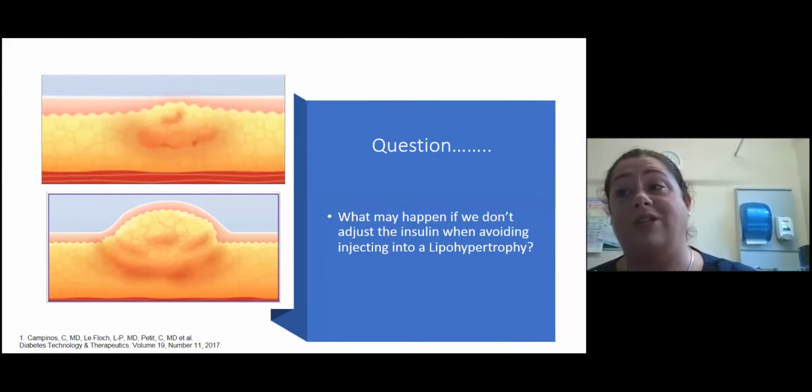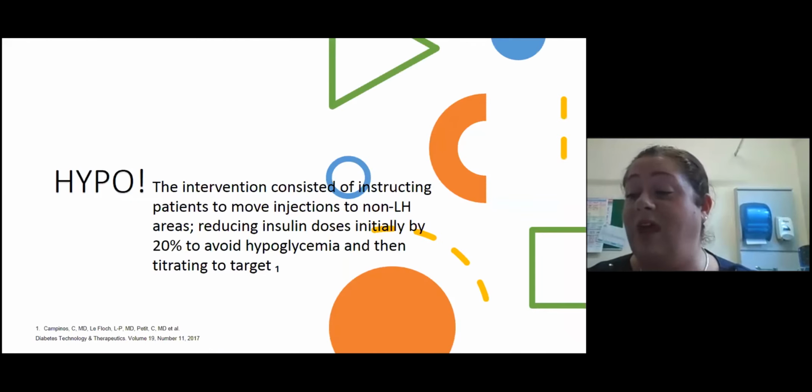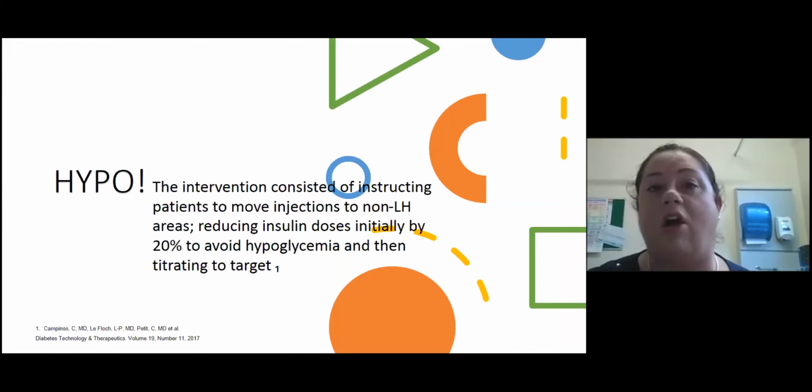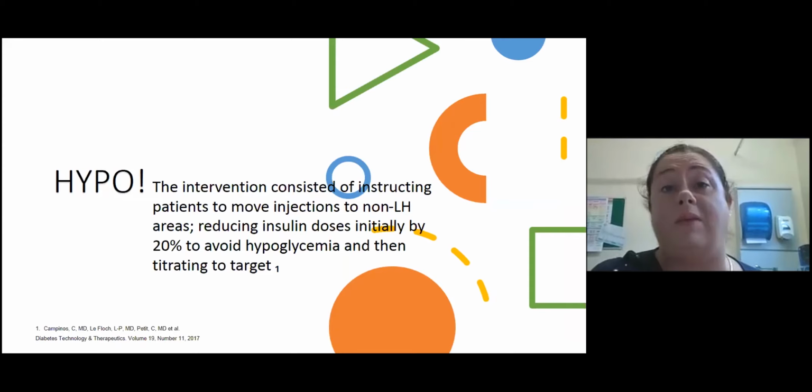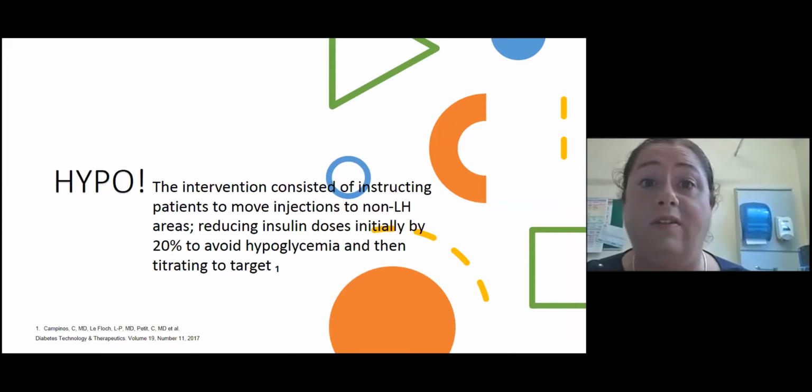So to answer the question, what happens if you don't adjust your insulin is fairly simple. It's hypos. And I'm sure you've probably heard from your patients, oh, I was just sitting on the couch and my blood sugar was like 1.8. Did nothing, had no idea why it went that low. I hadn't done any exercise, was actually having a day off, or there can be many things that they can say. And like I say, 20%, you may go 30, you may go 40.